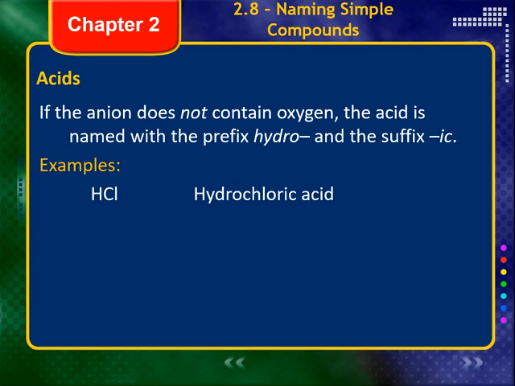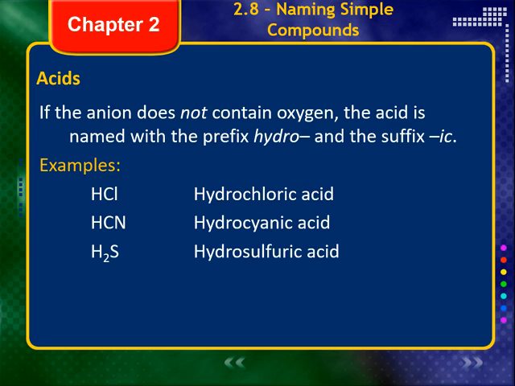For example, we've got an anion with no oxygen, just chlorine, or a chloride ion, I should say. So we're going to have hydro, and instead of chloride, we replace the last syllable with ic. So hydrochloric acid. Now this is a polyatomic ion, cyanide, CN. But there's no oxygen in that anion, just the hydrogen. So we're going to go hydrocyanic acid.